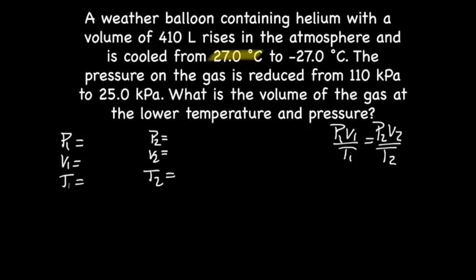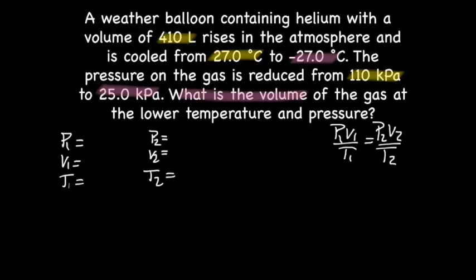So I would say that's our original temperature, right? The pressure is reduced from 110 kPa to 25 kPa. What is the volume of the gas at the lower temperature and pressure? Okay, so our V1 is going to be that one, and now our 2's are going to be the negative 27 degrees Celsius, the 25 kPa, and the, what is the volume?